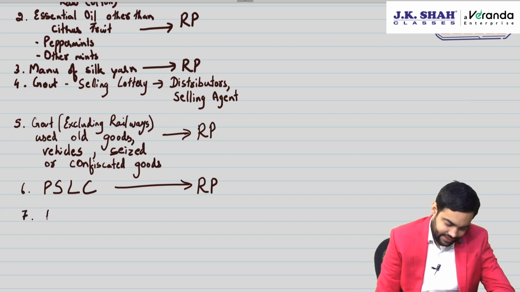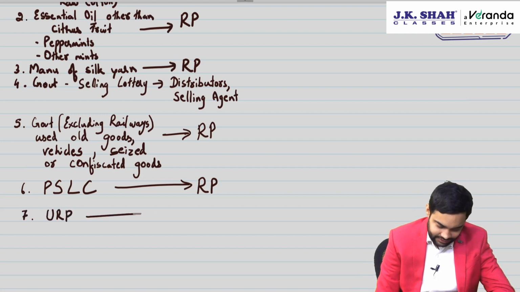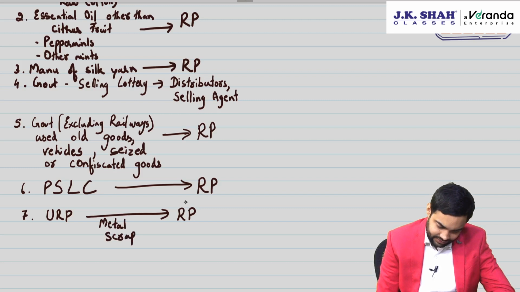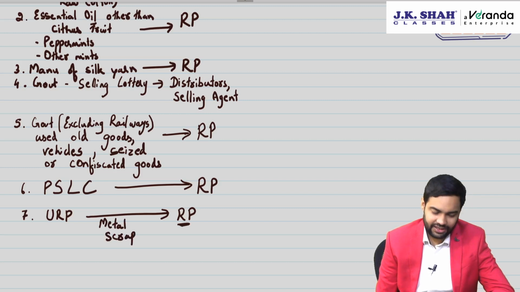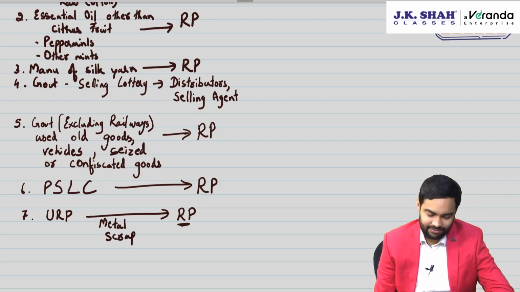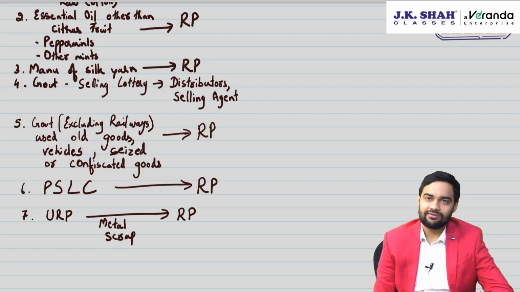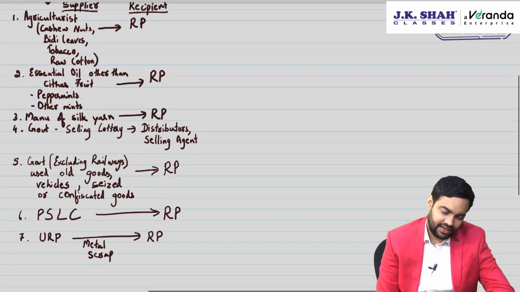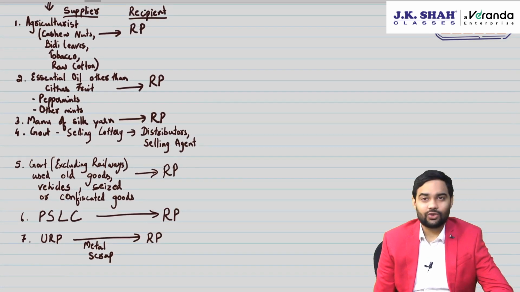criteria. Then unregistered person supplying metal scrap to registered person, then the registered person has to pay tax under RCM. So these are the 7 goods which are there under RCM, which you need to know very well. High chances of the institute dealing with all this for your examination.